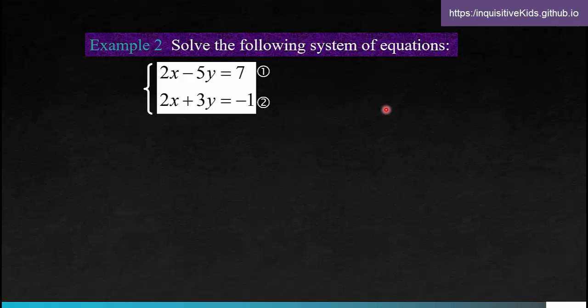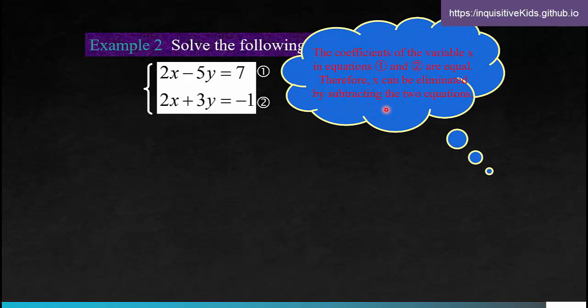So in this case, how would you use the addition and subtraction of whole expressions or whole equations? Well, we don't see any opposite numbers here, but we do see the same sort of term. The coefficients of the variable x in equations 1 and 2 are equal. See, there's 2x here and 2x here. Therefore, x can be eliminated by subtracting these two equations. So yes, if you can add equations, you can also subtract them.